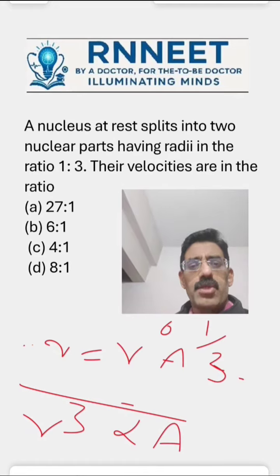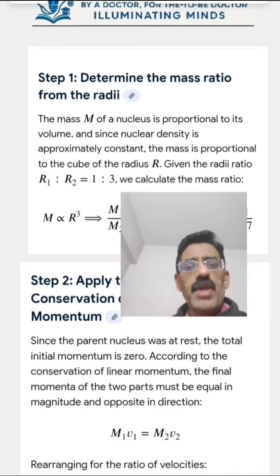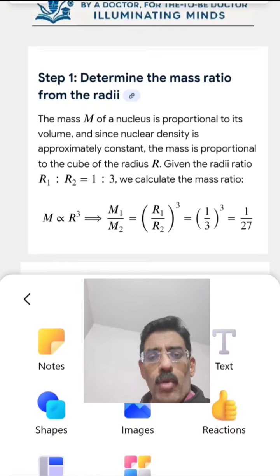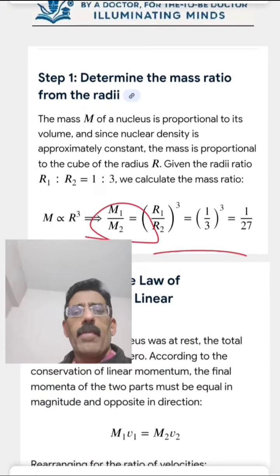When you know this, the simple next thing that we need to do in these cases is to determine the mass ratio. Therefore, you know that the mass is directly related to R cube. If it is related to R cube, all you have to do in these cases is that m1 by m2 becomes r1 by r2 to the whole cube. So therefore, the ratio is 1:27.